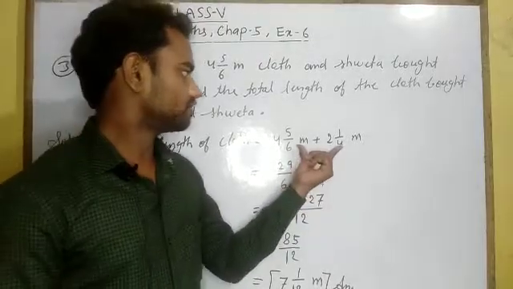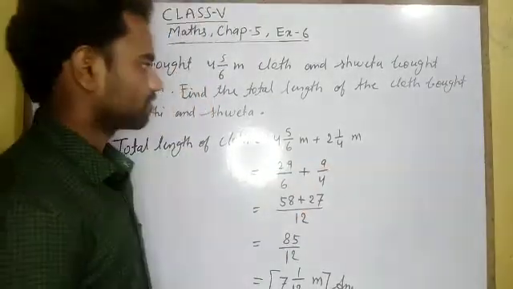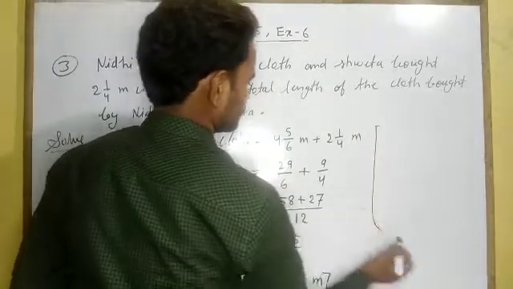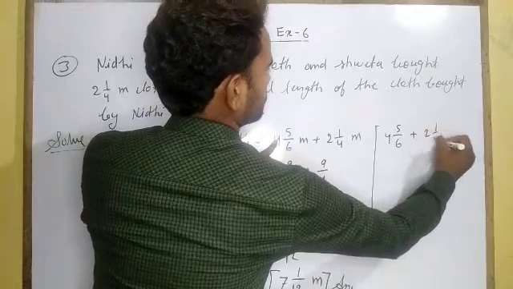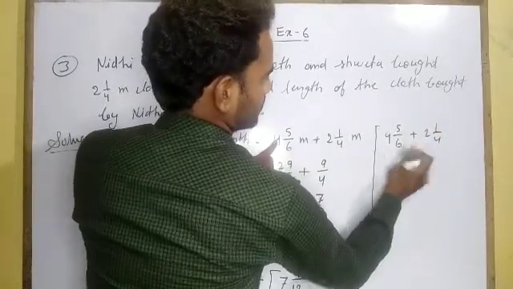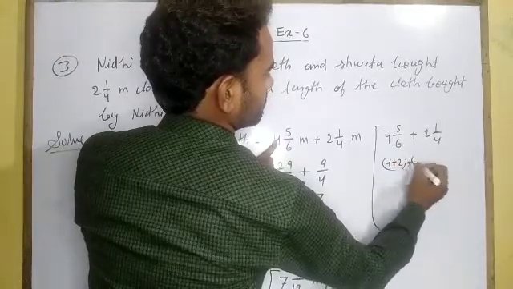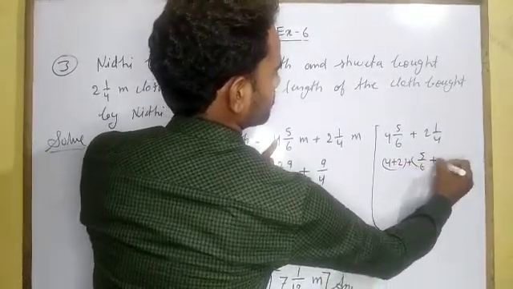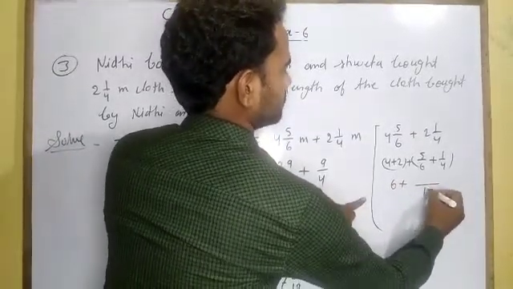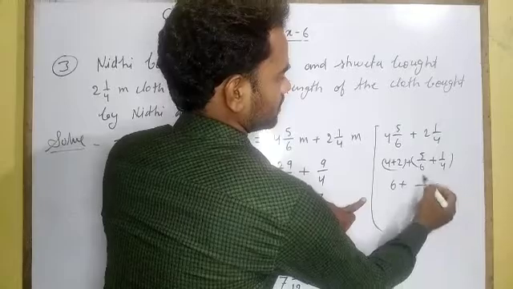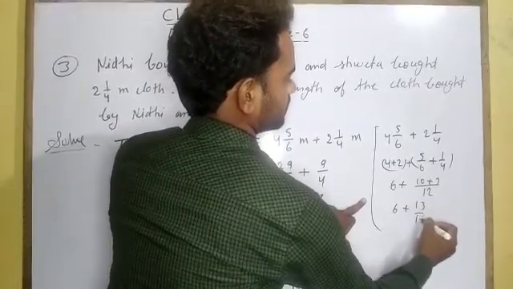Now if you want to add these fractions without converting from mixed fraction into improper form, you can follow the other method. This is 4 whole 5/6 plus 2 whole 1/4. First of all, add the whole number part, 4 and 2. This will be 4 plus 2, and plus 5/6 plus 1/4. This will be 6 plus, now add them taking the LCM, 10 plus 3, so 6 plus 13/12.